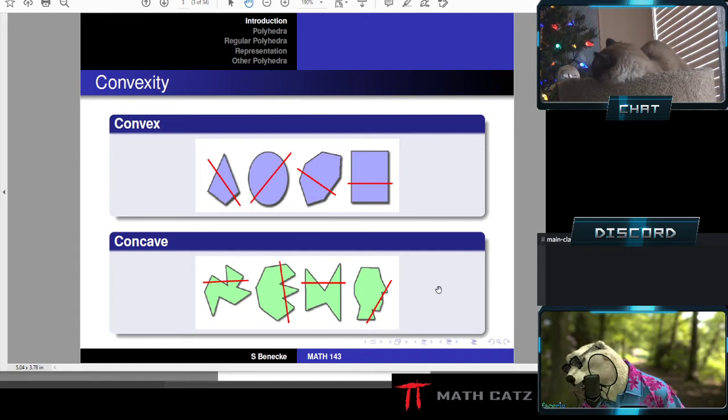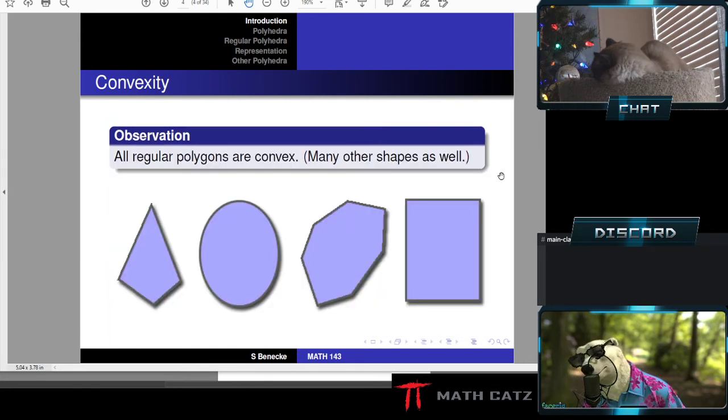Because as soon as I allow that, we did say that these bottom ones are technically polygons, but they're hard to work with for an introduction. So we ignore them by requiring the shapes to be convex. Of course, circles and things like that are a little bit fancier, but are technically convex as well. So we have this idea of convexity just to get us started in the right direction. All regular polygons are convex, which is why we look at them for our introduction on two-dimensional geometry, but many other shapes as well.